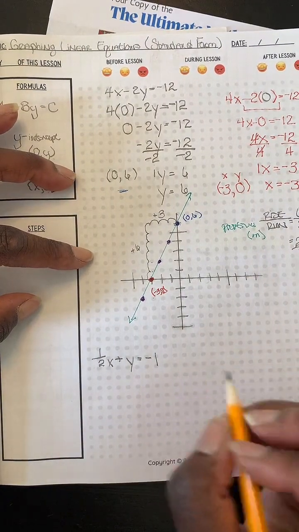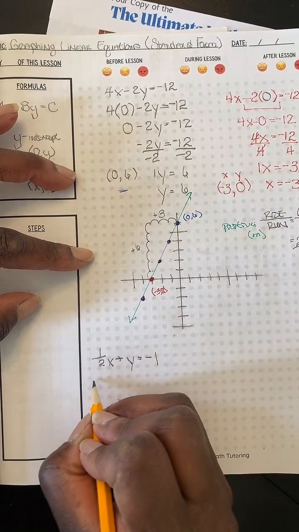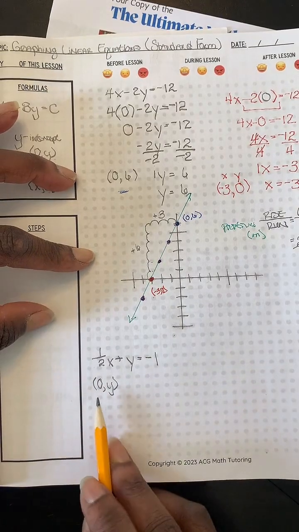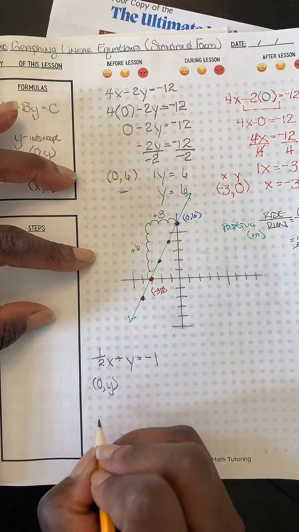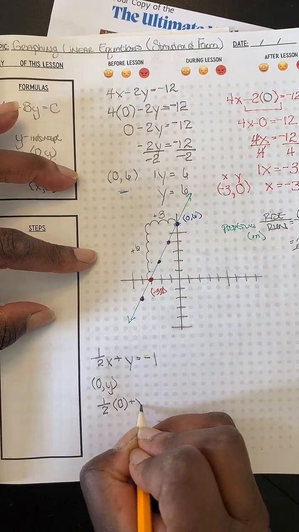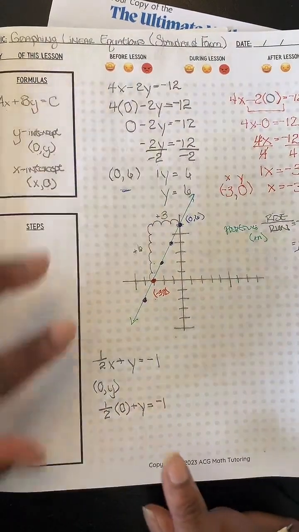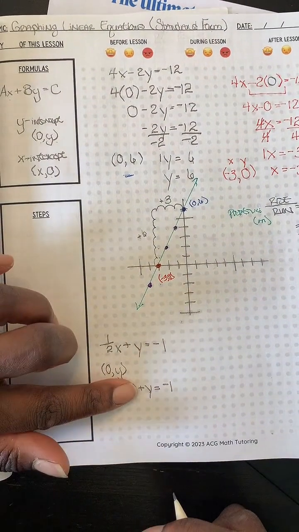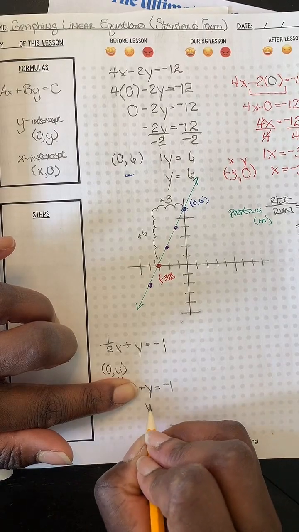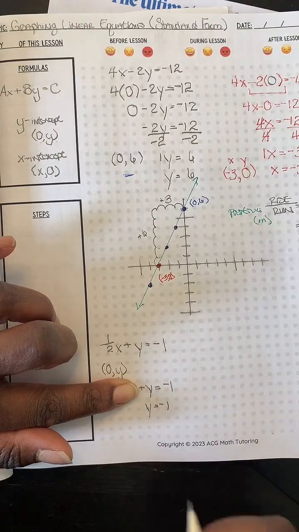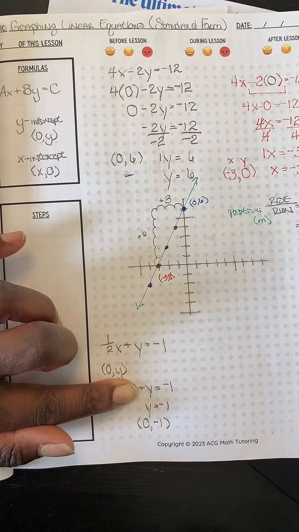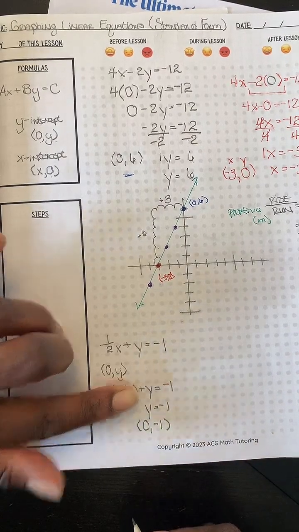All right, so if I want to, I can say I have my 0, y. So that means I'm going to make my x values 0. So that means I have 1/2 times 0 plus y equals -1. Anything times 0 is 0, so that placeholder does not have to be there. What's left is going to be y equals -1. So what you found is your y-intercept, which is at 0, -1. So that's one of your points.